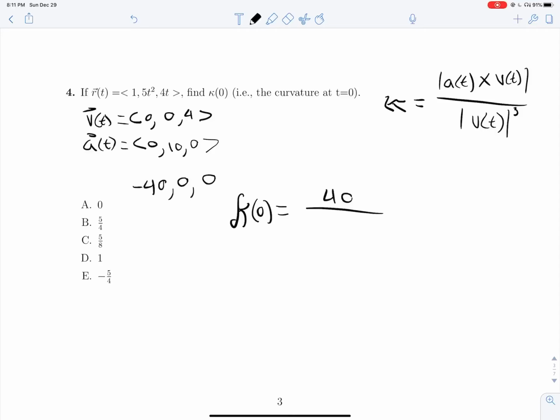Well, the magnitude of v of t, and it's really v of 0, is just 4, and that cubed is going to give us 64 over here. And we can simplify things down, and we will end up with 5 over 8.